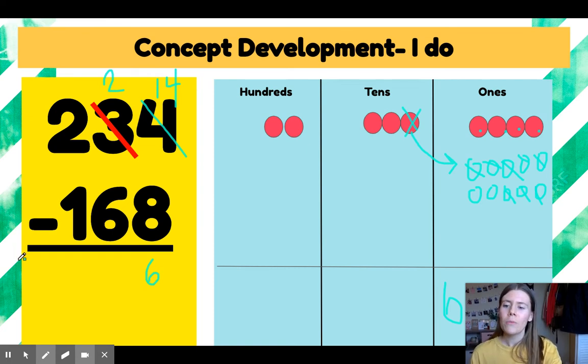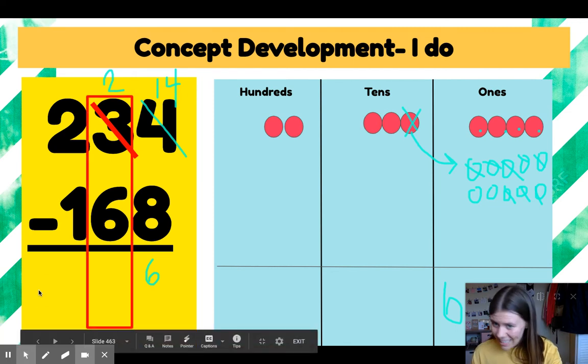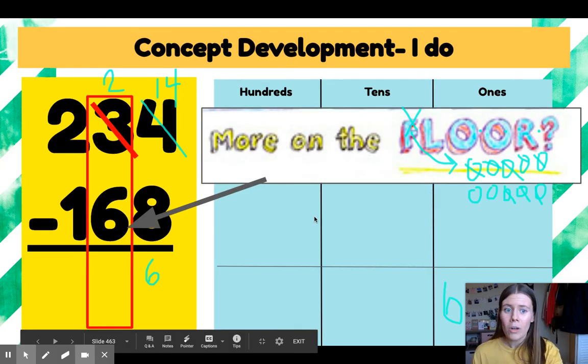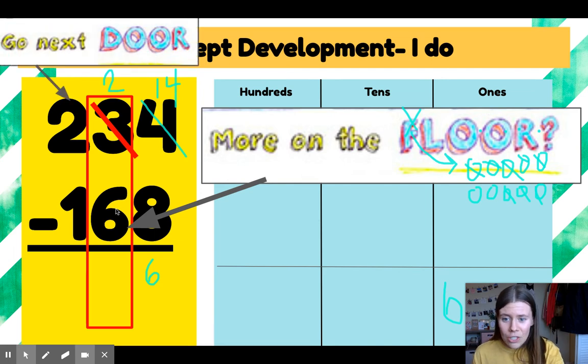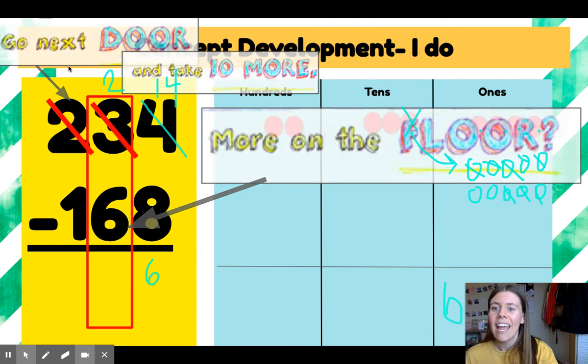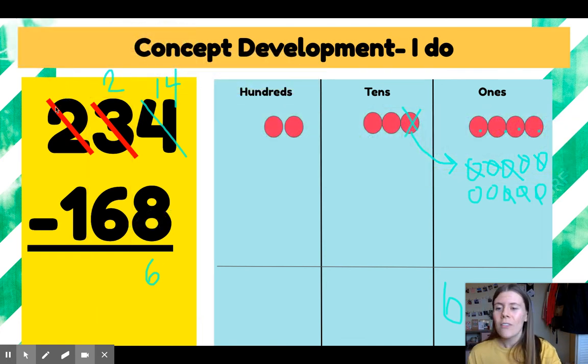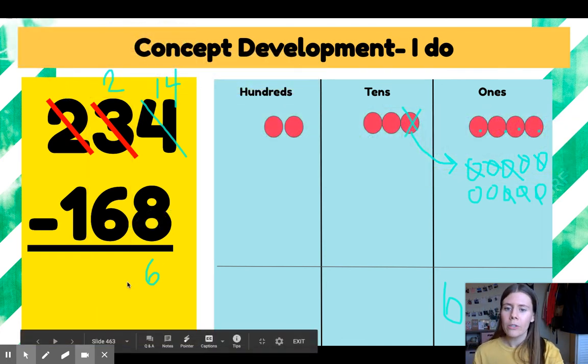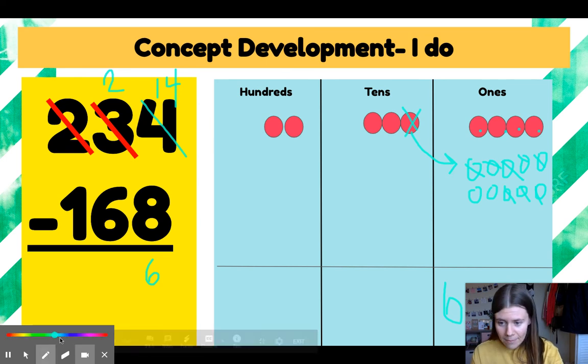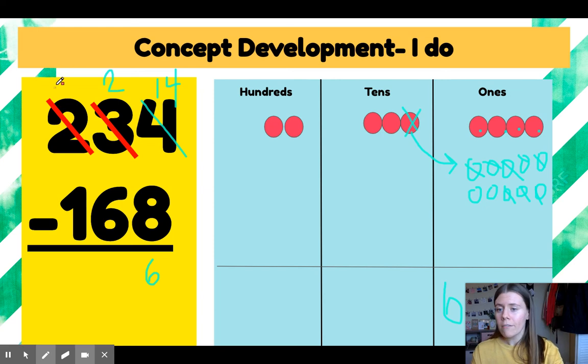Now I need to do 2 minus 6. But here's the thing. 2 minus 6, I can't do that because there's more on the floor. 6 is too big, so I have to go next door to the hundreds place, and I have to take 10 more. So that means I'm going to do the same thing. I'm going to regroup. Let me make this color a little brighter so you can see it. I'm going to take one of the hundreds, and I'm going to move it over to the tens place. And this number will become a 12.